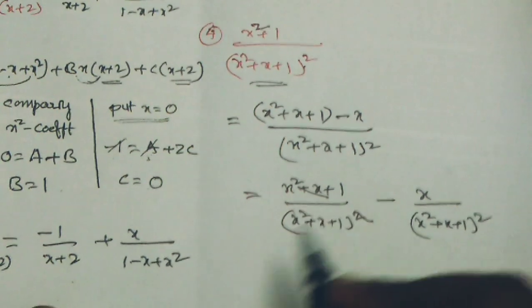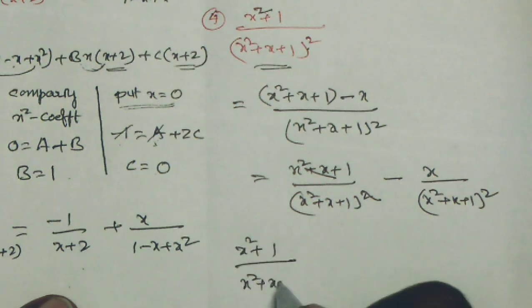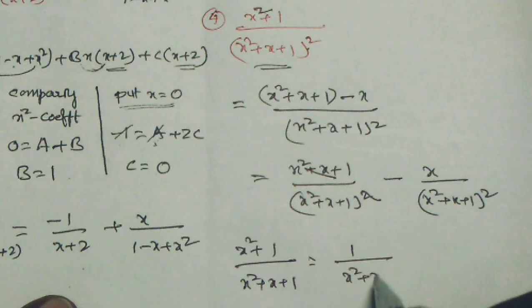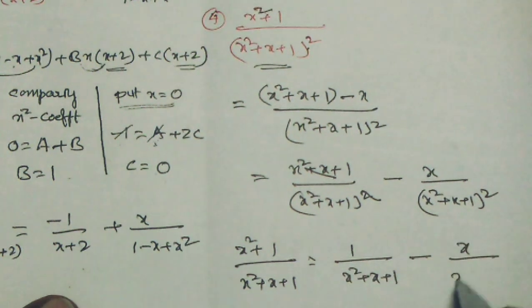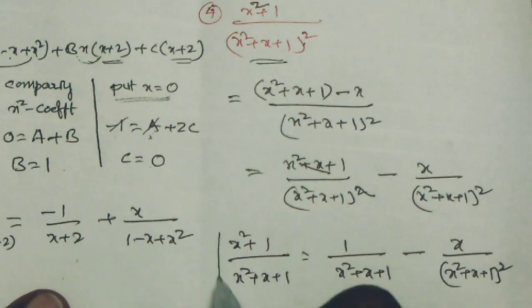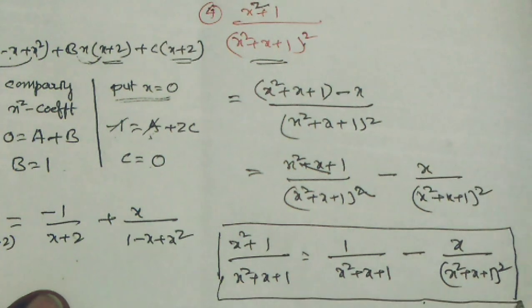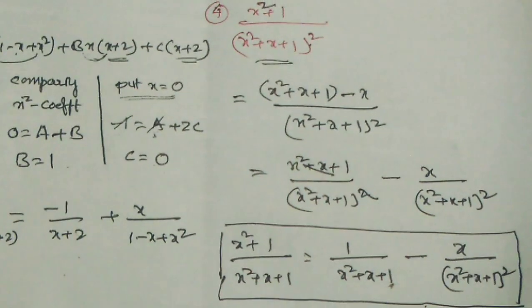If these two get cancelled, x square plus 1 by x square plus x plus 1 whole square can be split into partial fractions as 1 by x square plus x plus 1. This is a proper fraction, minus x by x square plus x plus 1 whole square. This is again a proper fraction since it is irreducible. That is the method of splitting it into partial fractions. This process is called the trial and error method. Is it clear?